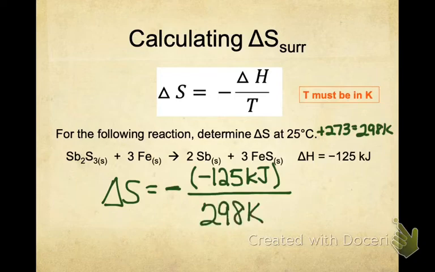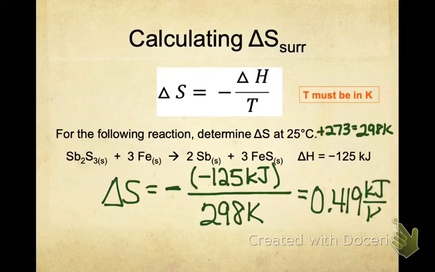Okay. When I do the division here, I'm going to get a really small number, 0.419, and you guys can double check me. This is kilojoules per Kelvin, because I have kilojoules in the numerator, Kelvin in the denominator, so I'm going to have a unit with both of those in it. Now normally our delta S's are given to us in joules per Kelvin, so I'm just going to multiply by 1,000, and we have 419 joules per Kelvin.